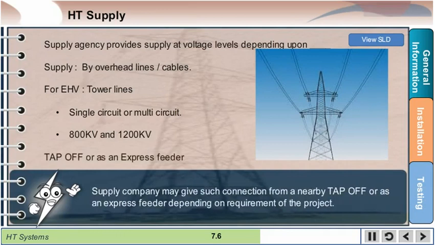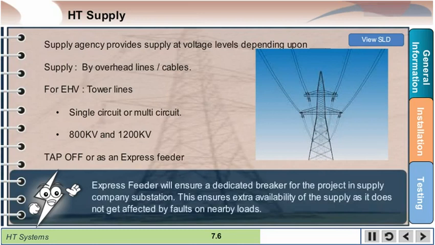Supply company may give such connection from a nearby tap-off or as an express feeder depending on the requirement of the project. Express feeder will ensure a dedicated breaker for the project in supply company substation. This ensures extra availability of the supply as it does not get affected by faults on nearby loads.